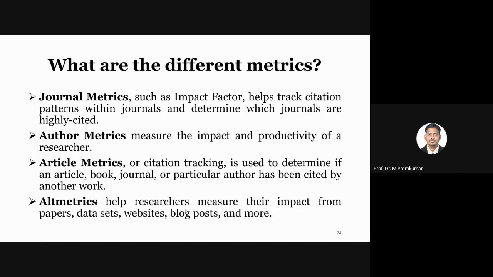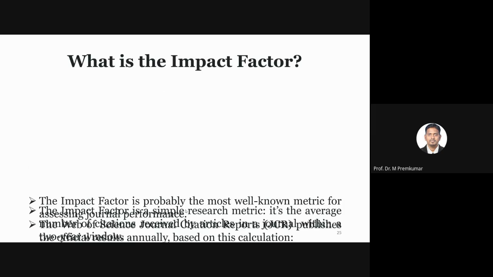Then the second one is author metrics. What are the author metrics? For author metrics, you will have the citations, the i10 index, and the h-index. The h-index and citations are very, very important metrics for the author. Then article metrics are also there, then altmetrics. In recent days, people have started to use altmetrics also. So these are all the metrics available to assess the journal as well as the author. I'll focus on them one by one.